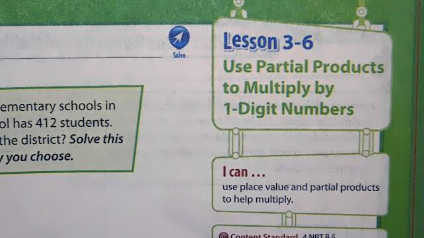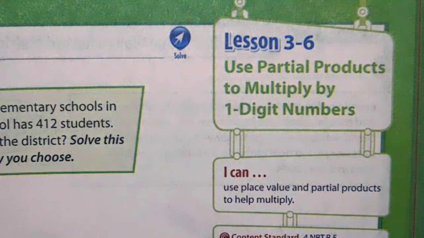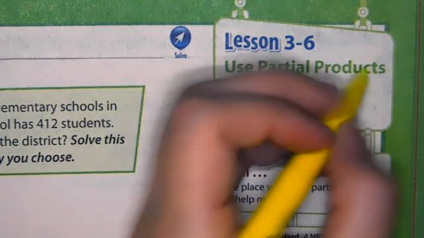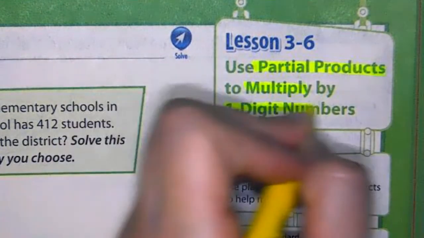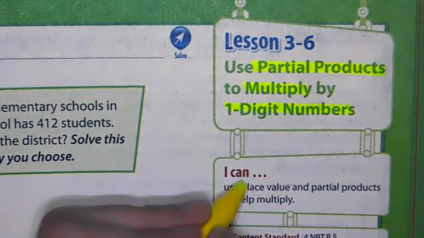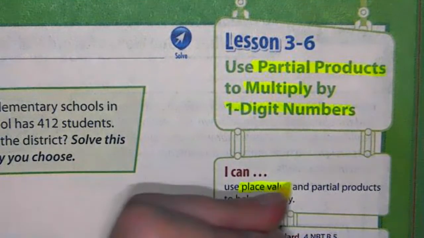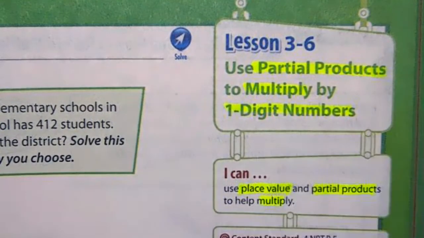Hi kids, it's Miss Leon here again, and we're going to start our next lesson, 3-6, where we use partial products to multiply one digit by one digit numbers. And again, this is just a repeat of what we have been learning. We're going to be using place value, as always, and partial products to help multiply. So again, this is something that we've already been working on again and again.